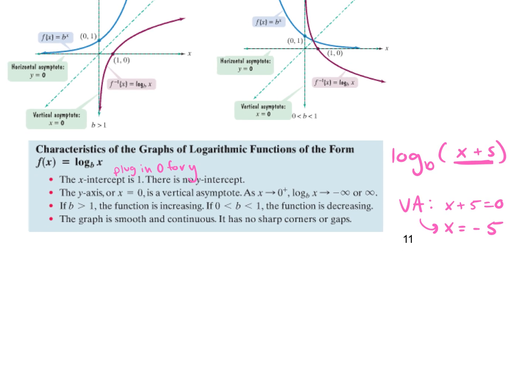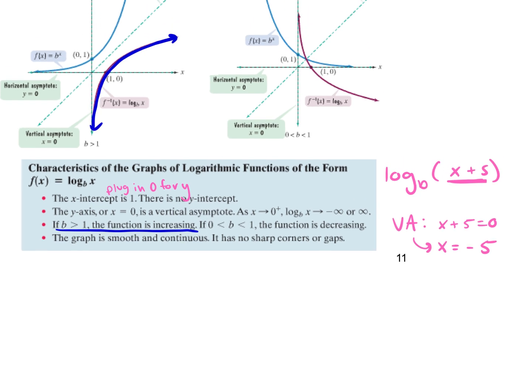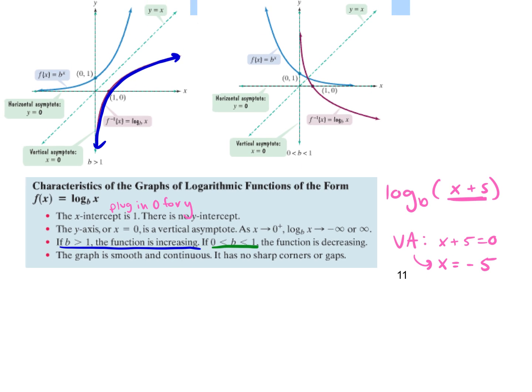And then it says if b is greater than 1, our function is going to be increasing, like the picture on the left here. This is our increasing log. And then if b is in between 0 and 1, if it's going to be a fraction or a decimal, then it is decreasing. So it would look like this.